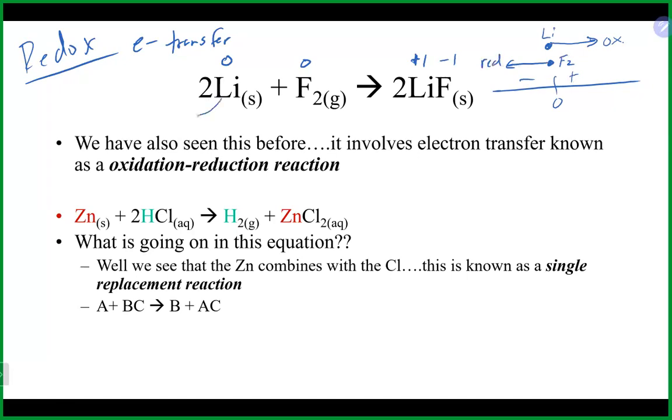So this guy is being oxidized as we would expect, since it is the metal. It should be losing electrons over to our fluorine, which is being reduced and picking up those electrons. So this is an oxidation reduction reaction that's taking place.